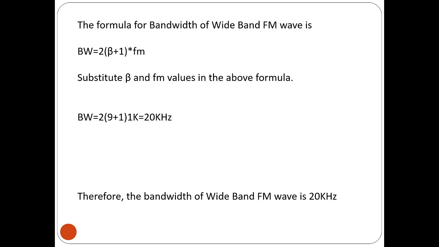Then the formula for bandwidth of wideband FM is given as 2 into beta plus 1 into Fm. Now we have all these values, we have beta, we have Fm. So just put all these values. So we get 2 into bracket 9 plus 1, beta is equal to 9, into Fm. Fm is 1 kilohertz. So 9 plus 1 is 10, into 2, that is 20 kilohertz. So we are getting wideband FM bandwidth as 20 kilohertz for this equation.